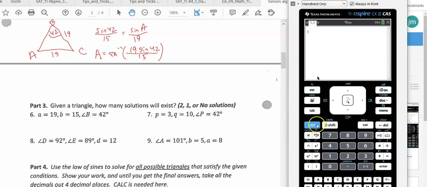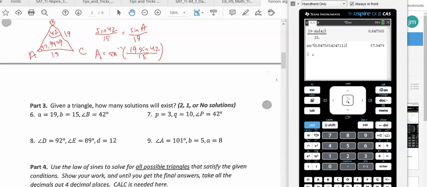So I'll just do the fraction first, just to see. It'd be 19 times sine of 42 over 15. If the number is bigger than 1 or smaller than -1, it won't have another triangle, but it is. It has at least one triangle, so I'm going to take the inverse sine of that to get the angle. So that missing angle here, angle A is 57.9479, right there at that angle.